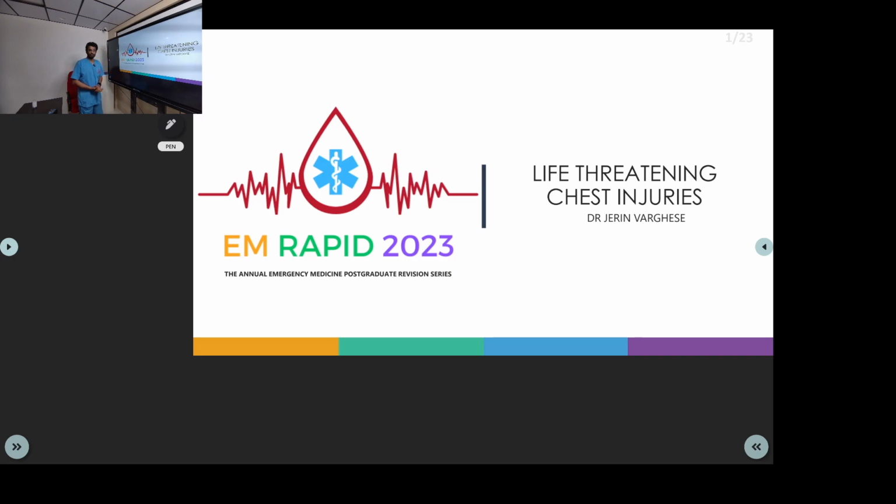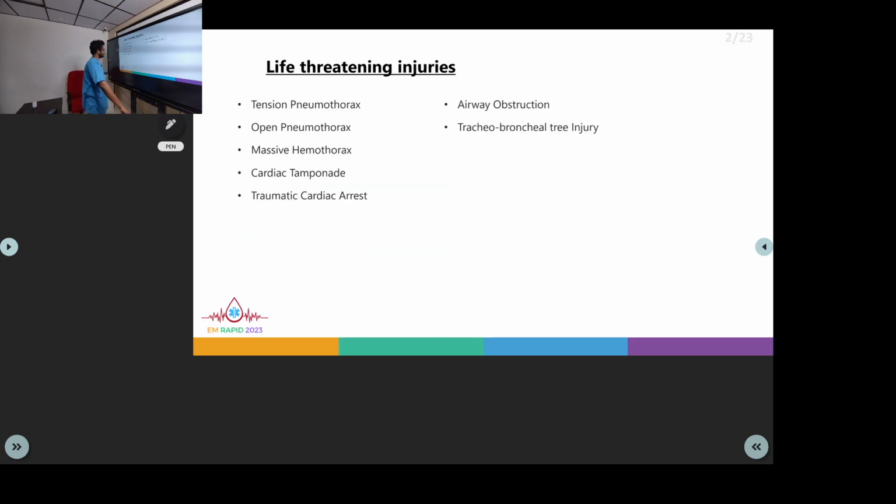Today, as a part of EM Rapid, we are going to discuss life-threatening chest injuries. Life-threatening chest injuries comprise tension pneumothorax, open pneumothorax, massive hemothorax, cardiac tamponade, and traumatic cardiac arrest. Cardiac tamponade and traumatic cardiac arrest come in the circulation part, whereas tension pneumothorax and open pneumothorax come in the breathing part.